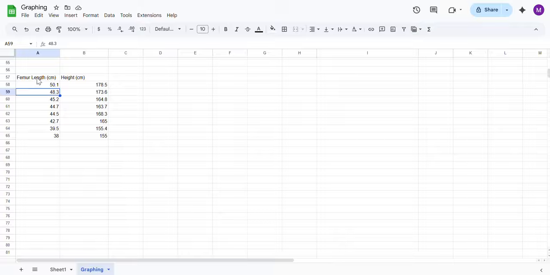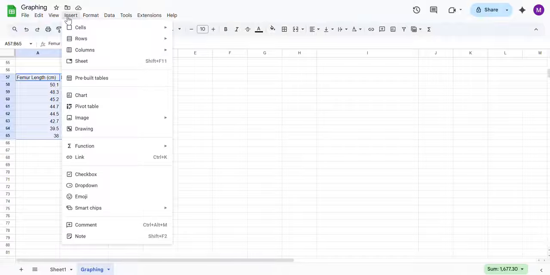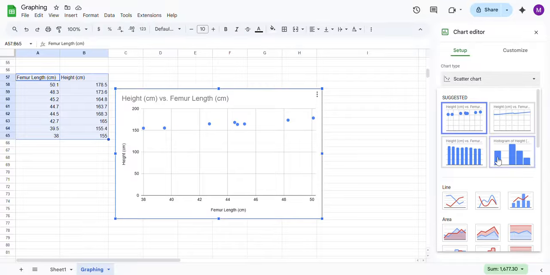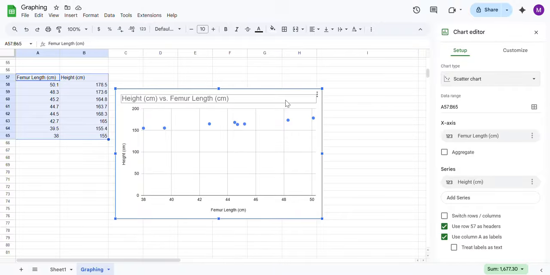Okay, so just like with the other graphs we've done, we're going to highlight all the data and the labels that we want in our graph. After you have it highlighted, you're going to hit Insert, and you're going to click on Chart. Now, again, we're going to make a scatter plot today. The graph that pops up is already a scatter chart, so that's great. If it's not a scatter chart, you can always go ahead and change the type of chart it is, okay? So there's your scatter plot.